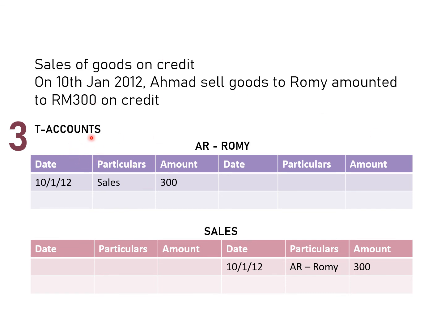The T account will be something like this. You akan create account Romi, you akan create account sales. Kalau account sales tu dah ada, you kena tambahkan je lah. Right? So, this is the particular. Untuk Romi, sales 300. Untuk sales Romi, 300.